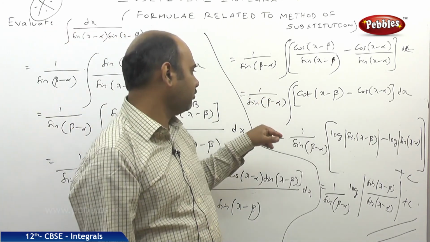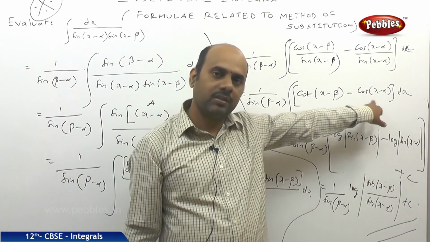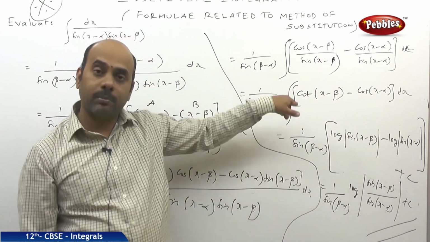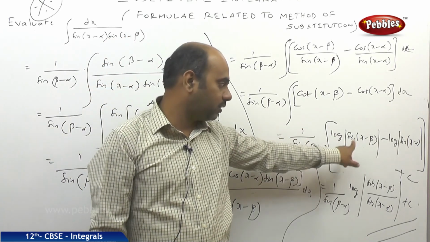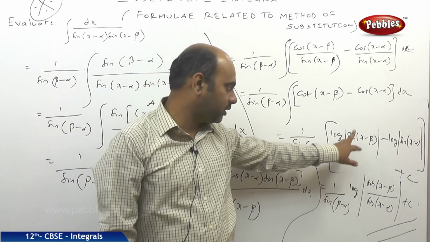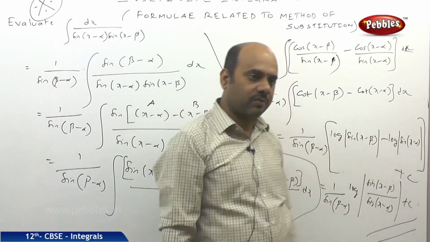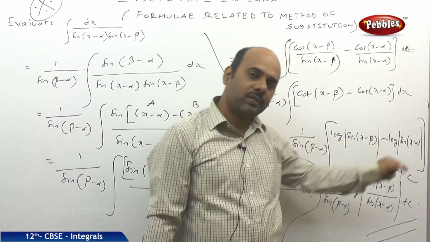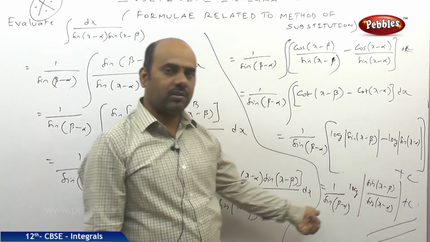So 1 by sin of (beta minus alpha) into the integral of cot of (x minus beta) minus cot of (x minus alpha). The integral of cot of (x minus beta) is nothing but log mod sin of (x minus beta), minus log mod sin of (x minus alpha). Again, log m minus log n is log of m by n. So finally we finished this concept.